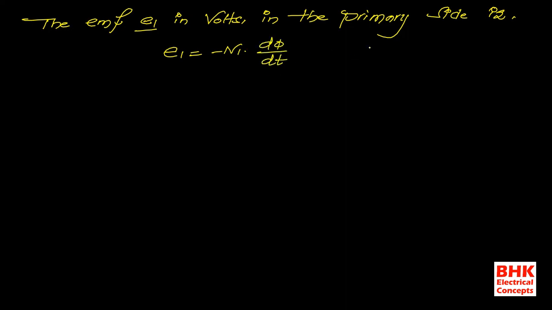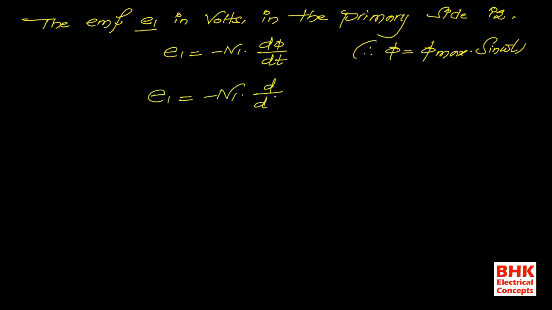Now we know that phi is equal to phi max into sine omega t. So instead of this phi, I am substituting this complete expression. So E1 is equal to minus N1 into d by dt of phi max into sine omega t. Now we need to differentiate this phi max into sine omega t with respect to t.